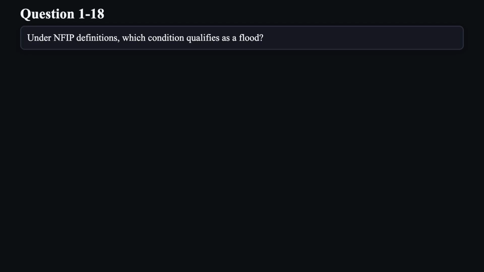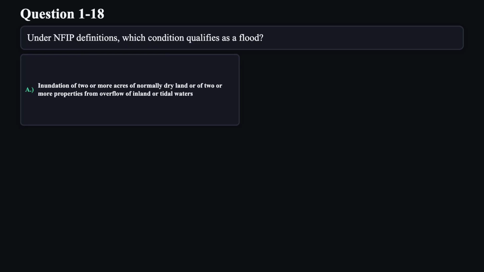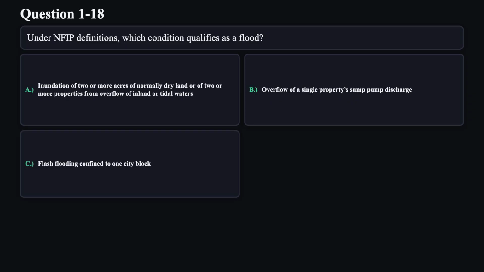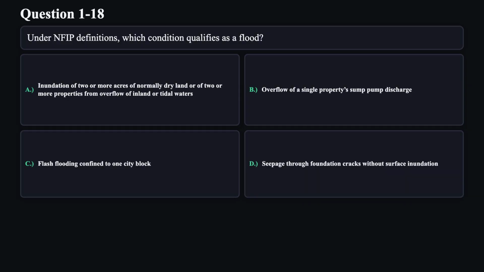Question 18. Under NFIP definitions, which condition qualifies as a flood? A. Inundation of 2 or more acres of normally dry land or of 2 or more properties from overflow of inland or tidal waters. B. Overflow of a single property's sump pump discharge. C. Flash flooding confined to one city block. D. Seepage through foundation cracks without surface inundation.